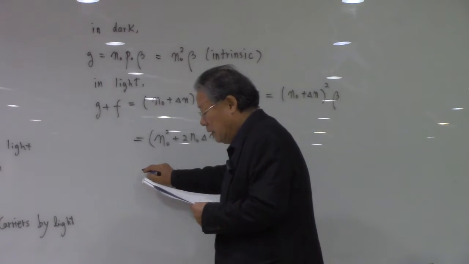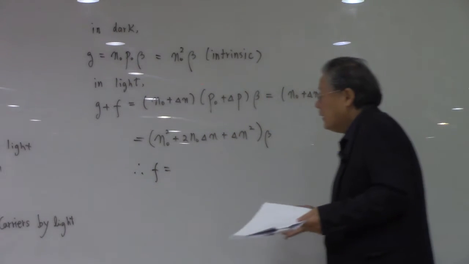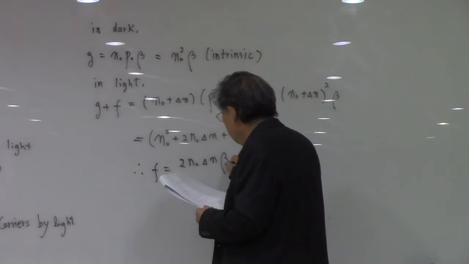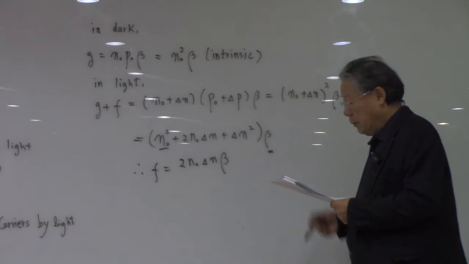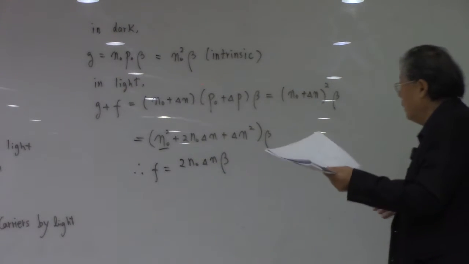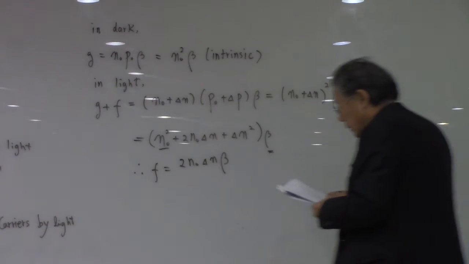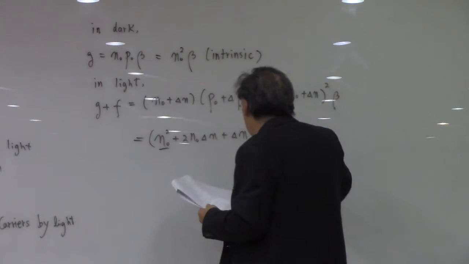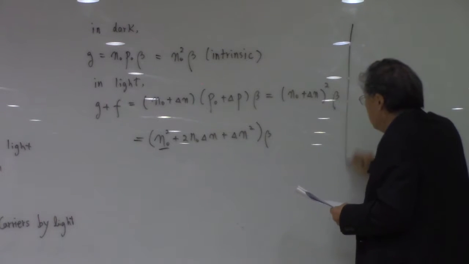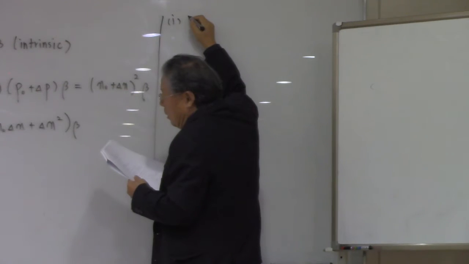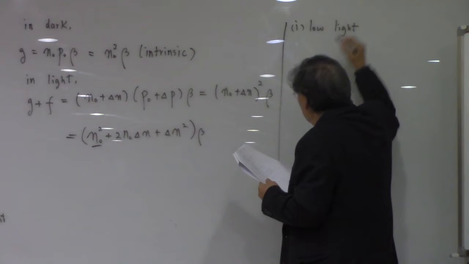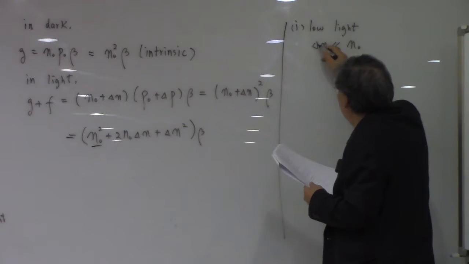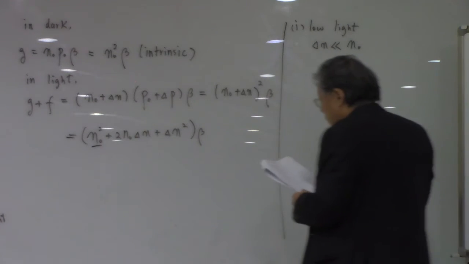So that is F, the excitation rate by the light, is going to be 2 n naught delta n beta, because the n naught square beta is equal to G. Okay? I'm sorry. We can say up to here, and then we can distinguish two cases. One is the low light case, which means delta n is very much smaller than n naught. Okay? So low light signal case.